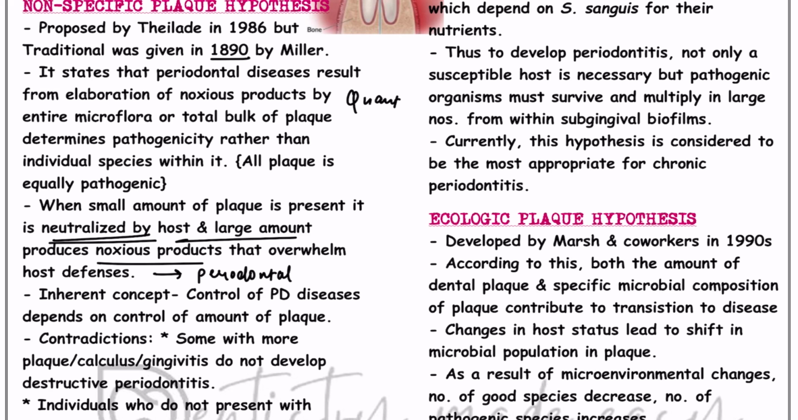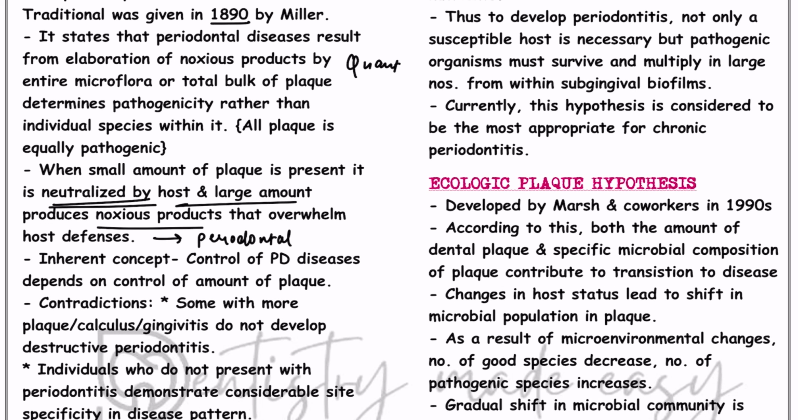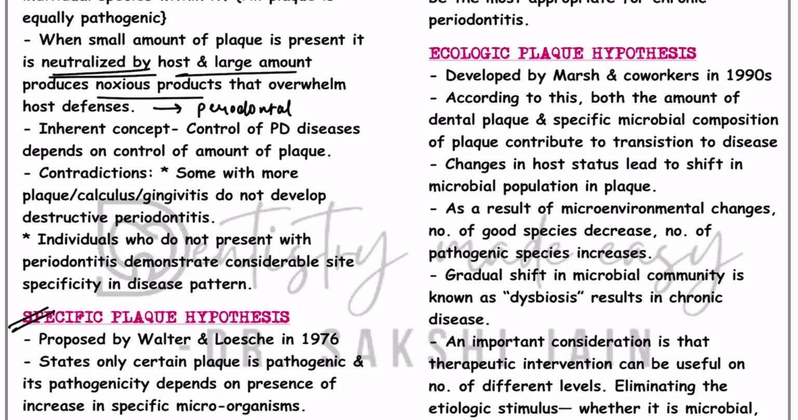the effect will not be present. So this hypothesis stayed for a very long time, but the main drawback was that it could not reason out certain cases like aggressive periodontitis. In aggressive periodontitis, you will see that the amount of plaque is less, but still the destruction is huge. There were also some contradictions, where some patients with more plaque, calculus and gingivitis did not develop any destructive periodontitis.